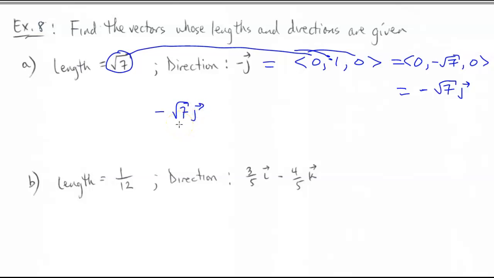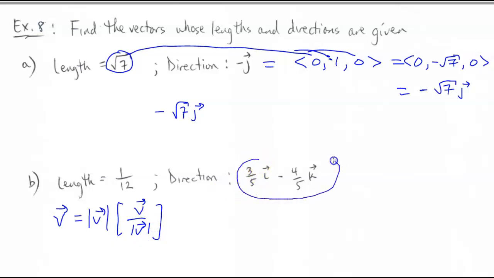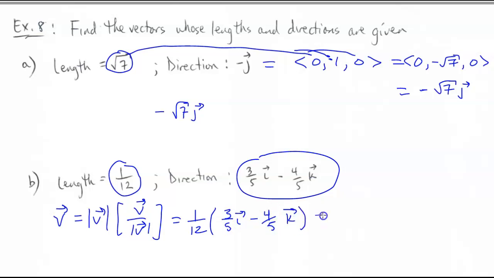this to begin with. Now, for this next vector, it's called vector v. We want to do the magnitude of it times the unit vector for it. And of course, since this is the direction, we automatically know that it is, by definition, a unit vector. So all we have to do is multiply this 1/12 times this vector here. Okay. So this would be 3/5 in the i direction minus 4/5 in the k direction.